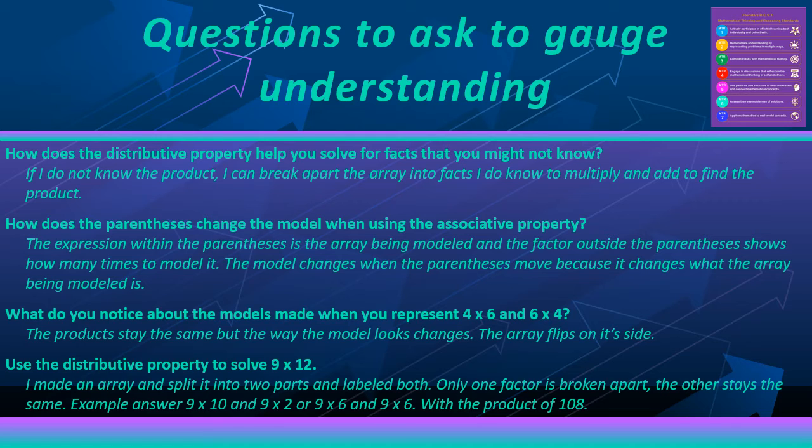How does the parentheses change the model when using the associative property? This is really important for students to be able to apply their understanding of properties of multiplication in order to problem solve with multiplication and division. What do you notice about the models made when you represent 4 times 6 and 6 times 4? This is going back to the models and having students relate and prove that the product does not change when the order of the factors changes. And use the distributive property to solve 9 times 12. This is giving students an opportunity to model and solve using that distributive property.